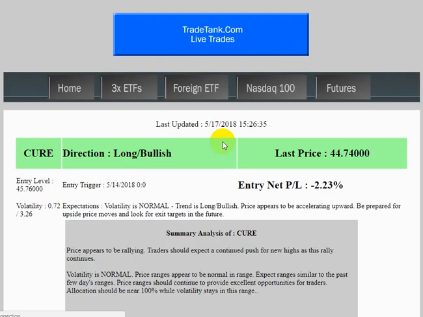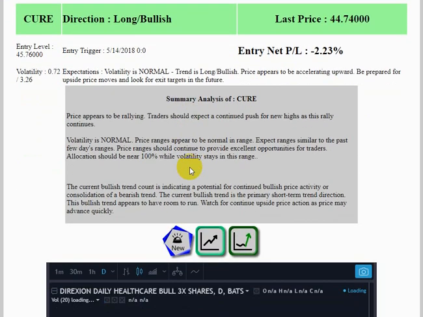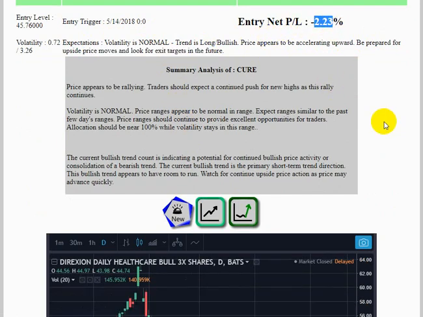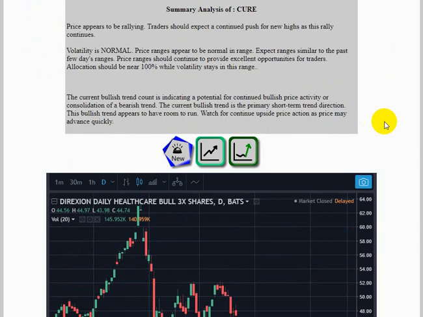If I take a look at the View Details report, this is the English language report for Cure, generated by the algorithmic trading system. You can see that volatility is normal, trend is long bullish, price appears to be accelerating upward. Be prepared for upward price moves and look for exit targets in the near future. You can see that we are holding a negative position here right now.